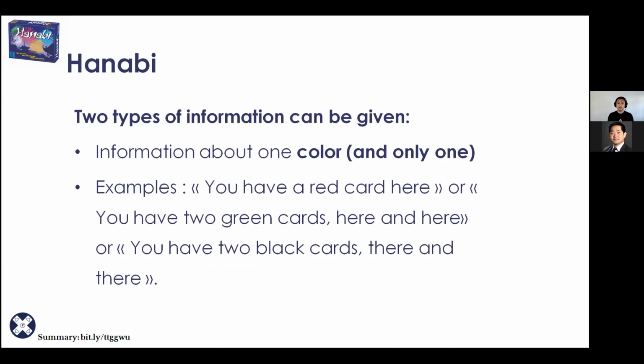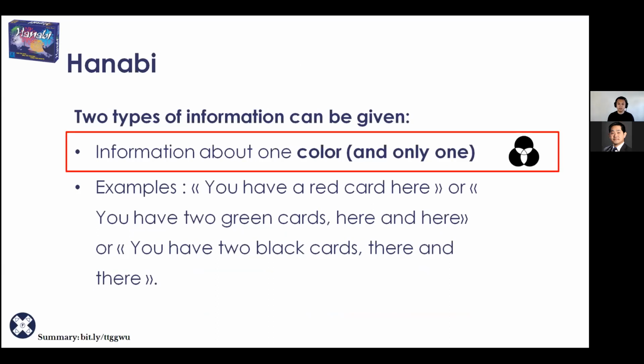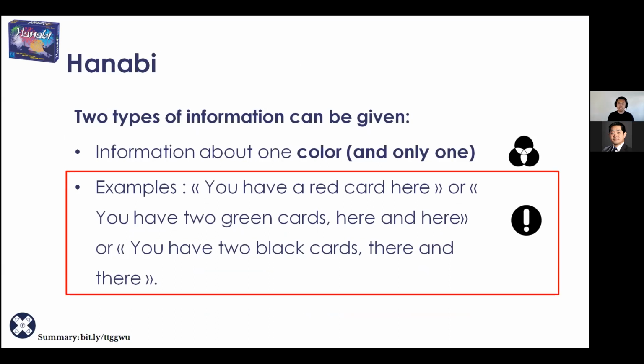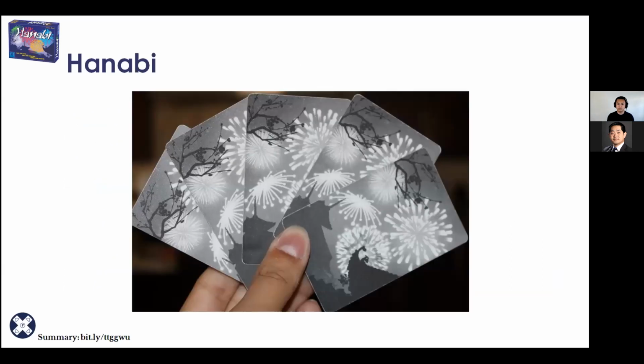And let's say that I want to give clues about these 2 cards right here. When you give a piece of information, there are 2 types of information you can give to another player. Let's cover one of them. One is you can give information about a color, and only one color, when you're playing Hanabi. So an example is you have a red card here, or you have 2 green cards here and here, or you have 2 black cards here, here, and here, or whatever combination of color cards there are.